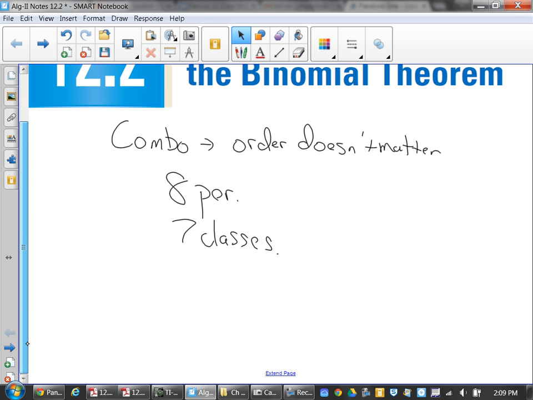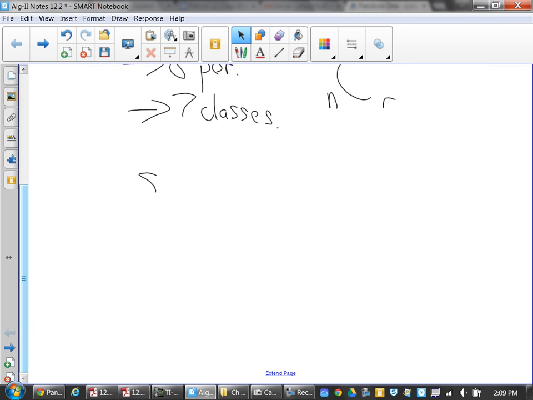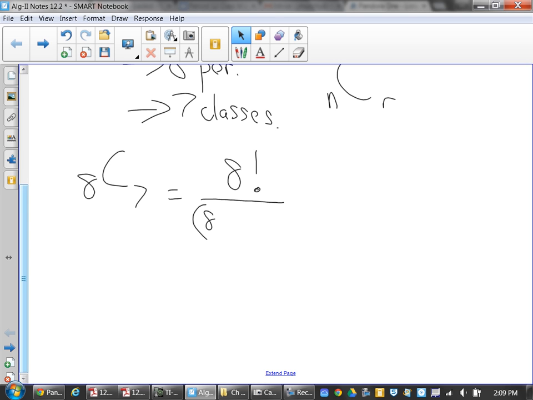Well, this is where N choose R comes from. This is when the order doesn't matter. You saw that button on your calculator. It was right below the NPR one. Now, these are your number of choices. This is how many you're picking. So you would wind up with 8 choose 7, and mathematically, this would be 8 factorial over the quantity 8 minus 7 factorial times 7 factorial.